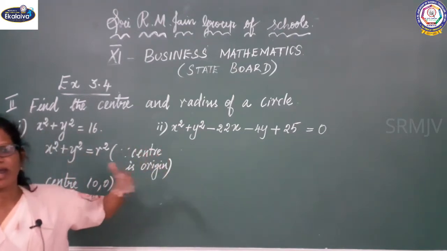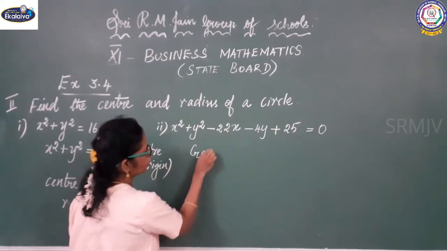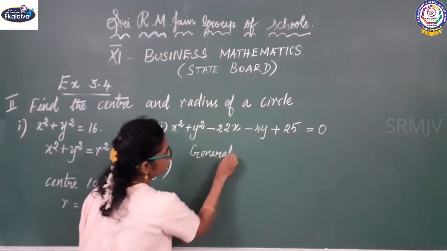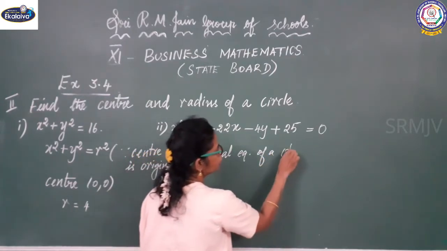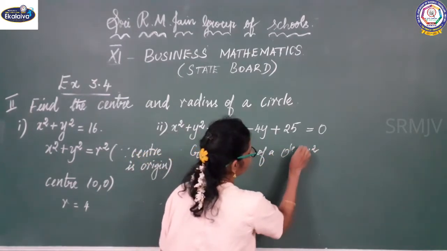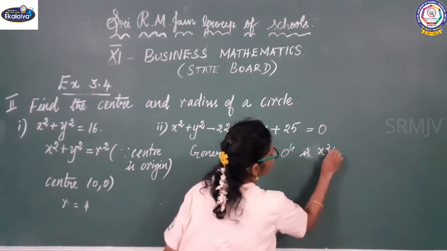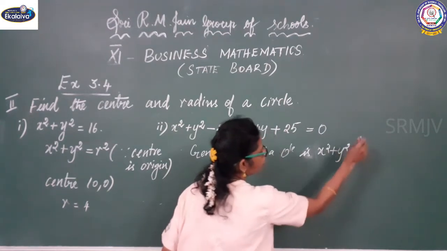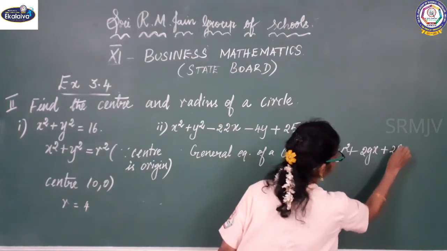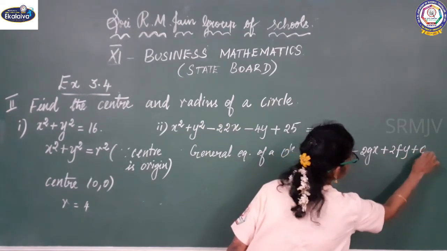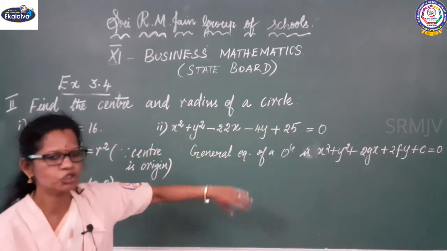Here you are going to apply the general equation of a circle. What is the general equation of a circle? General equation of a circle is x square plus y square plus 2gx plus 2fy plus c is equal to 0. Got it? This is your general equation of a circle.